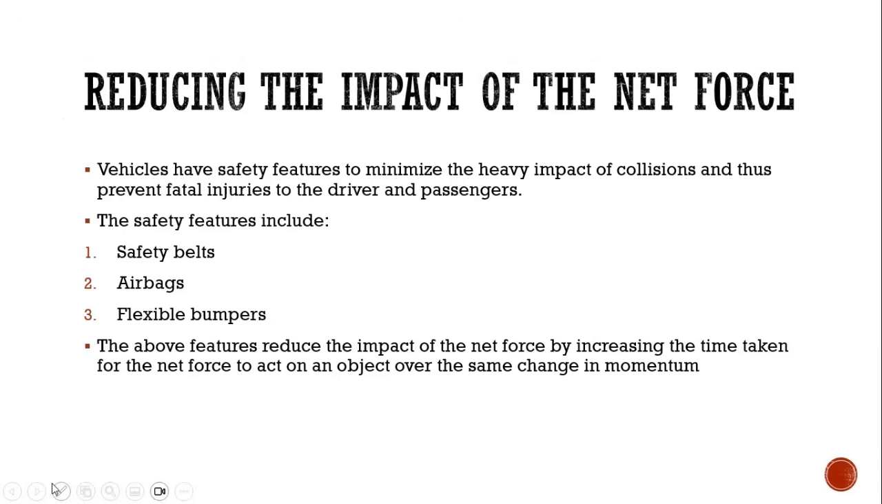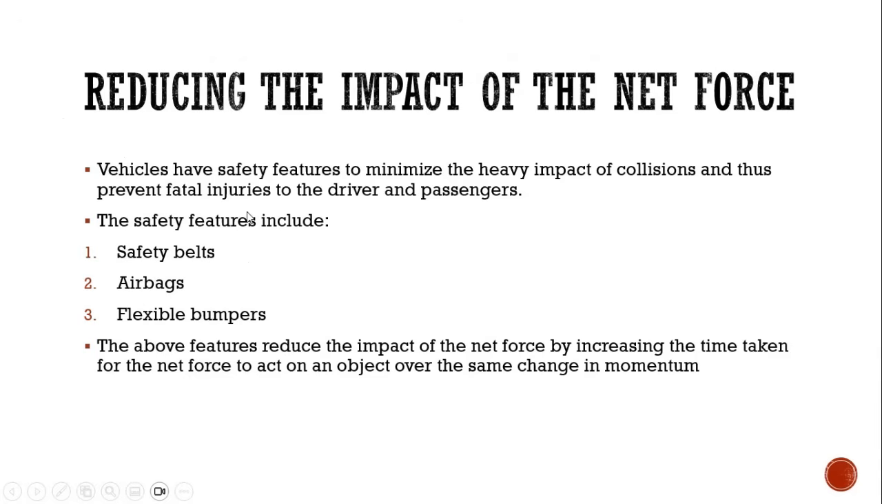So when there is a collision or an accident, there can be fatal accidents or fatal injuries that might lead to deaths sometimes. So to reduce that, obviously scientists came up with a plan, and they said there are safety features that we can put into vehicles so that it can prevent fatal injuries to the driver and also to the passengers. Right. So the safety features include your safety belts, your airbags, your flexible bumpers.